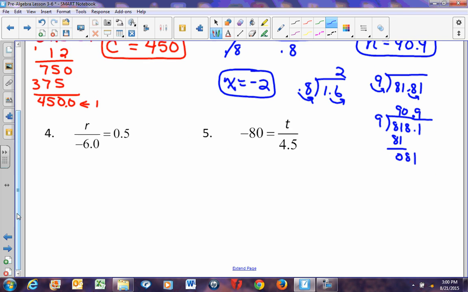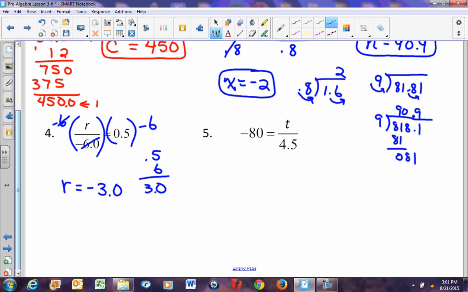The process stays the same. So now you're just working with decimals versus working with positive and negative whole numbers. Number 4, r divided by negative 6 is equal to 0.5. So when we solve for this, you have to multiply by negative 6. So these will cancel, leaving you with r. So 0.5 times 6, 6 times 5 is 30. You need to have one digit behind the decimal, and it should be negative. Negative 3.0 or just negative 3.